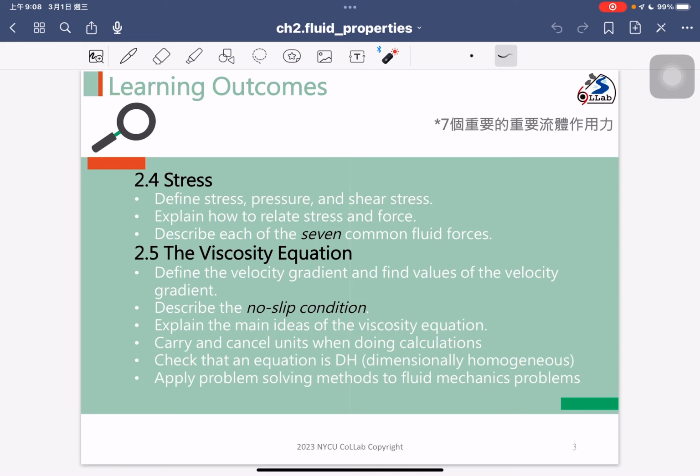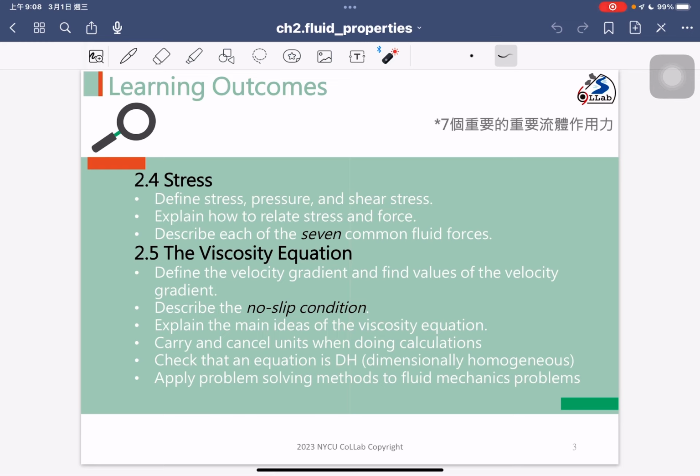So we have the viscosity equation, and it is defined by the velocity gradient and the dynamic viscosity. But if we would like to apply the viscosity equation, we should know how to apply the no slip condition, because if you don't have the no slip condition, you cannot compute the velocity gradient, and then you cannot calculate and apply the viscosity equation.